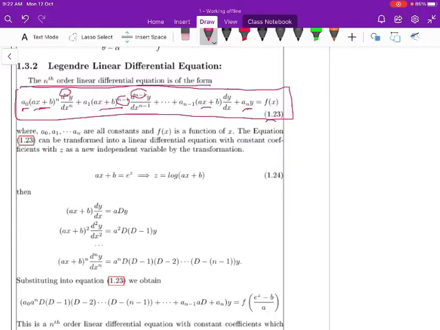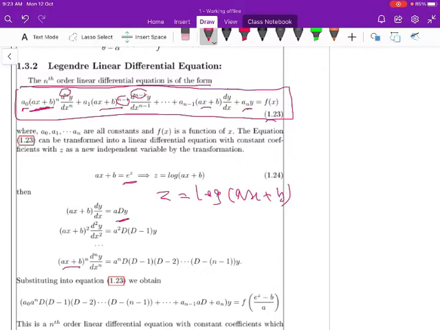And f of x is a function of x. Again one can convert equation 1.23 from variable coefficients to constant coefficients by taking the transformation: the variable is ax plus b, ax plus b is equal to e power z. So this implies z is equal to log of ax plus b. Again, ax plus b into dy by dx can be written as a into Dy. Again, (ax plus b) whole square into d square y by dx square is equal to a square into D into D minus 1 into y, and so on.